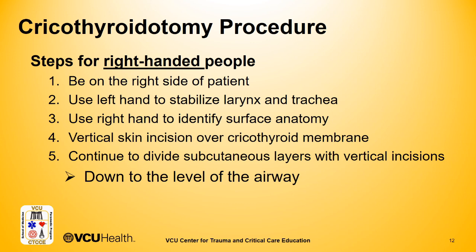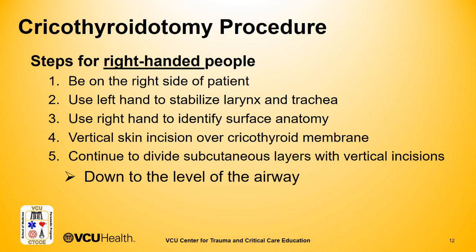These steps show how to perform the procedure for a right-handed person. If you are a right-handed person, you will stand on the right side of the patient. You will use your left hand to stabilize the larynx and the trachea, and you will use your right hand to identify the surface anatomy and to perform the procedure. If you are a left-handed surgeon, then you will perform this procedure on the left side of the patient and reverse the hands that are described here.